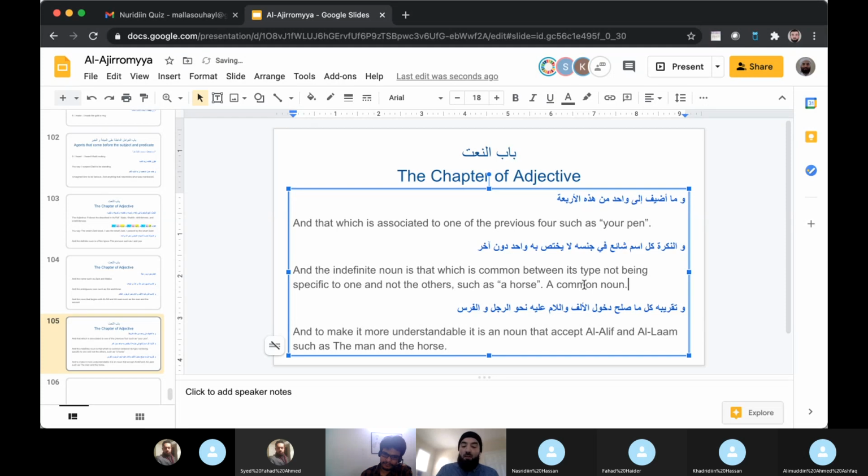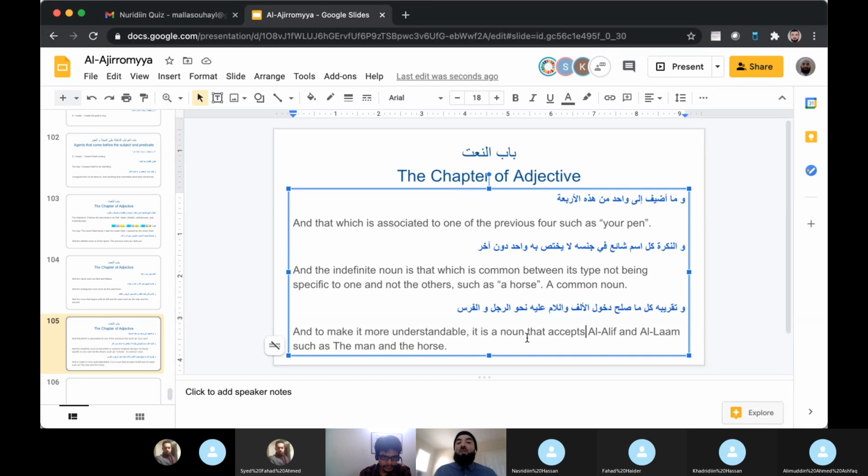Okay, and then the author, knowing that this may be a bit hard for beginners to completely grasp, goes further and says: وتقريبه كل ما صلح دخول الألف واللام عليه نحو الرجل والفرس. He says, to make it more understandable, it is a noun that accepts alif and lam, such as the man and the horse.